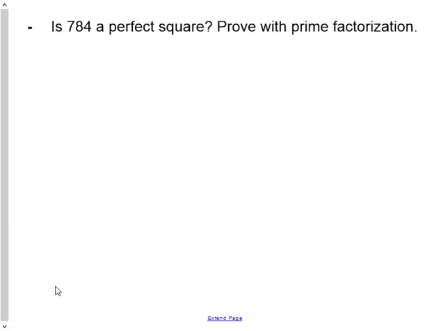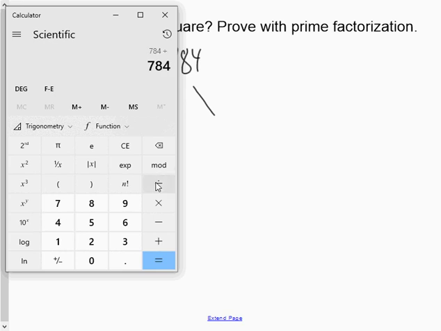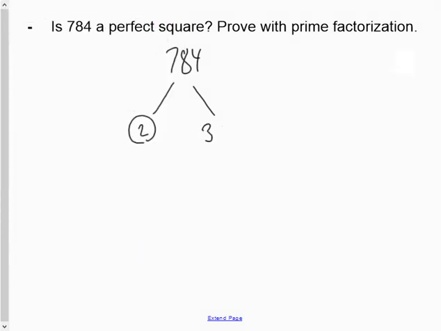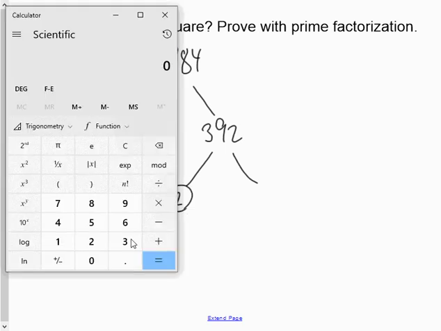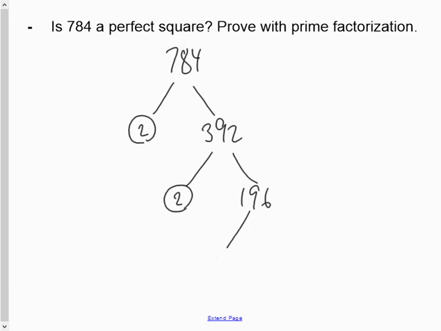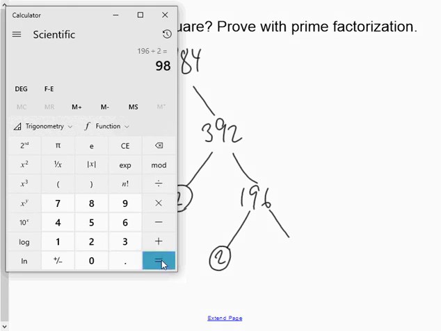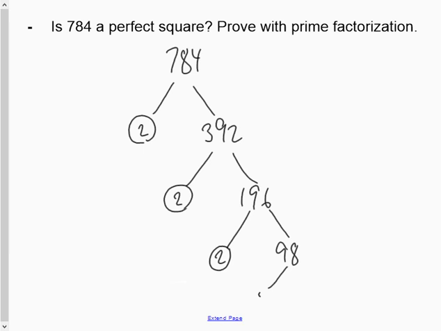Your first question says, is 784 a perfect square? Prove with prime factorization. So if we take 784, what's divisible into that? I know 2 is, because it's an even number. 784 divided by 2 is 392. Since it ends in an even number again, I can take 2 out again: 392 divided by 2 is 196. Take 2 out one more time: 196 divided by 2 is 98. And since it's even, I can still take 2 out, and then we get to 2 and 49.